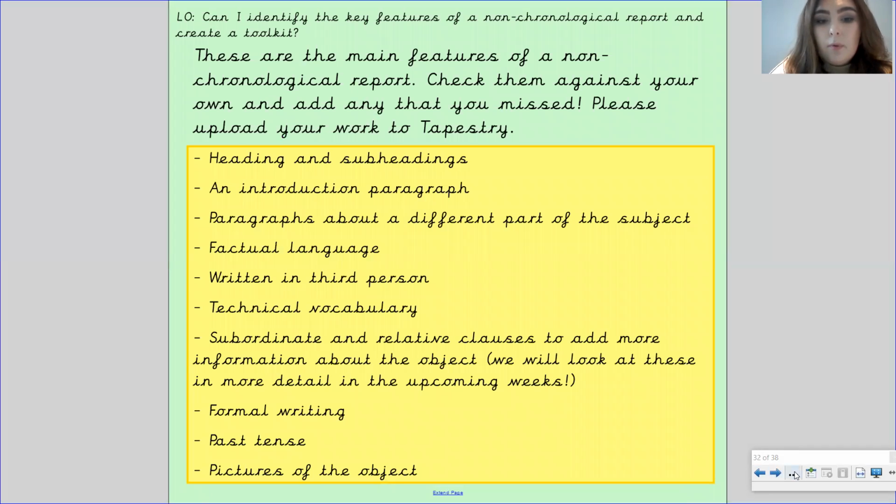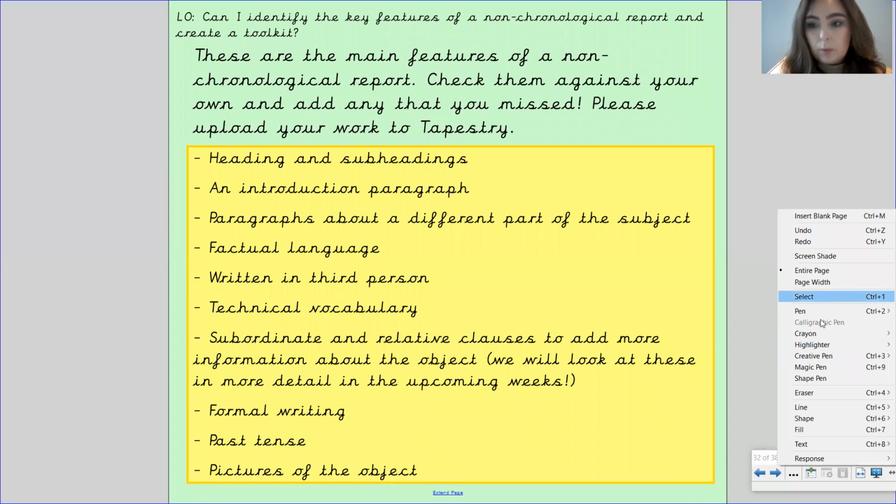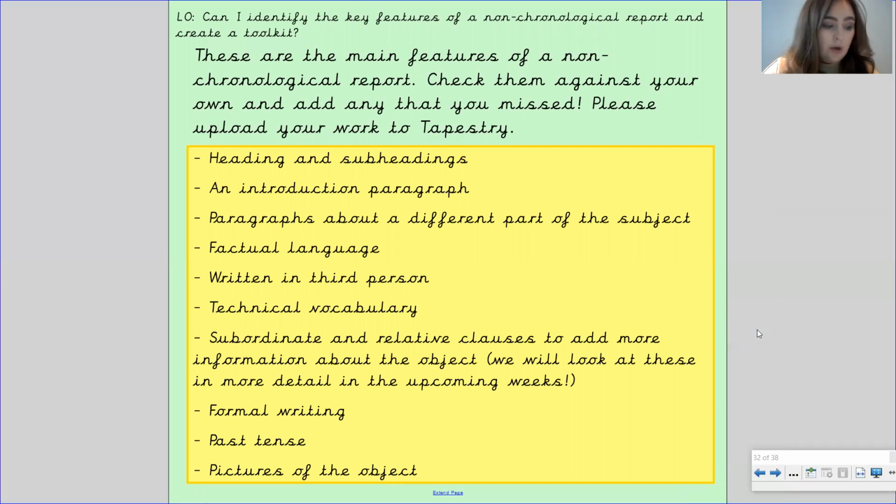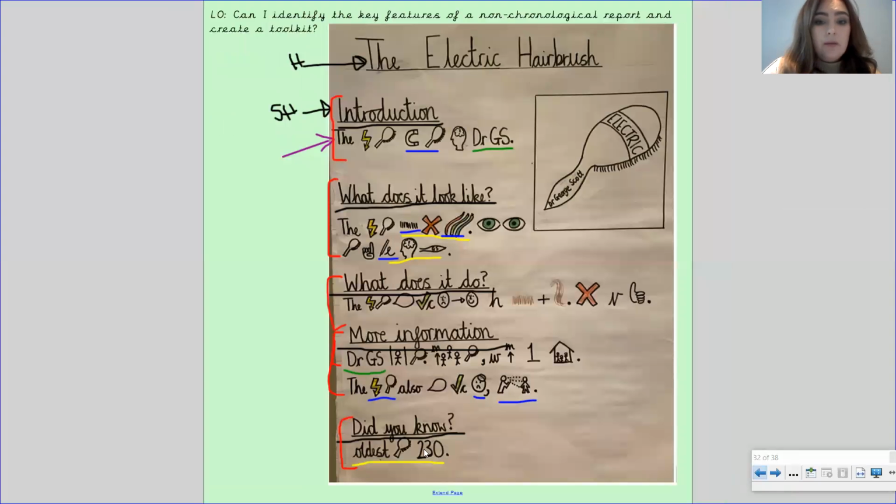We've also got subordinate and relative clauses. Now, these are to add more information about the object or the subject that we're talking about. So a subordinate clause is a clause that cannot stand alone and it relies on the main clause to make sense. And we've got an example of this where it says, it looked like an ordinary hairbrush, but was engraved with the inventor's name on the handle.